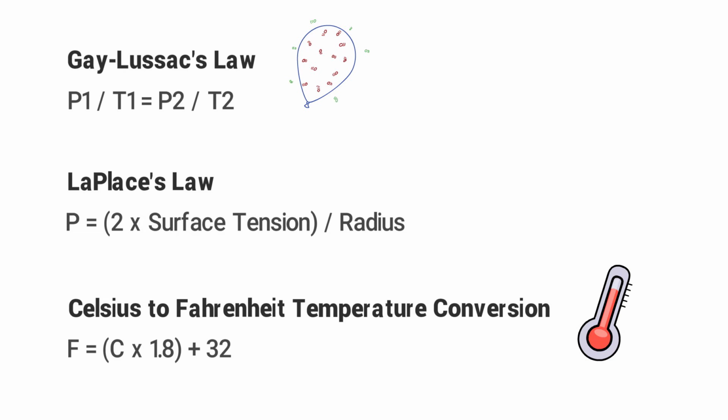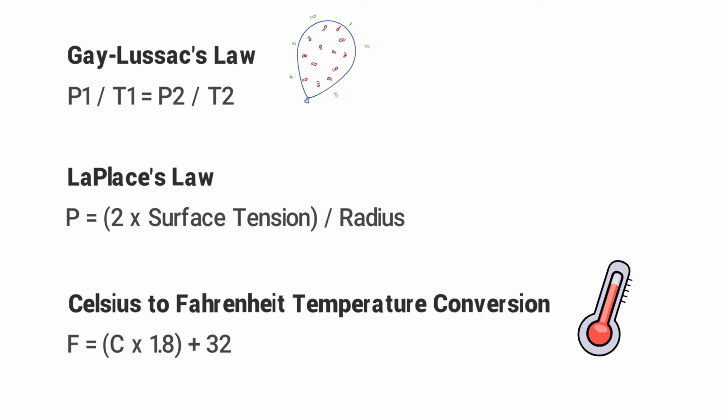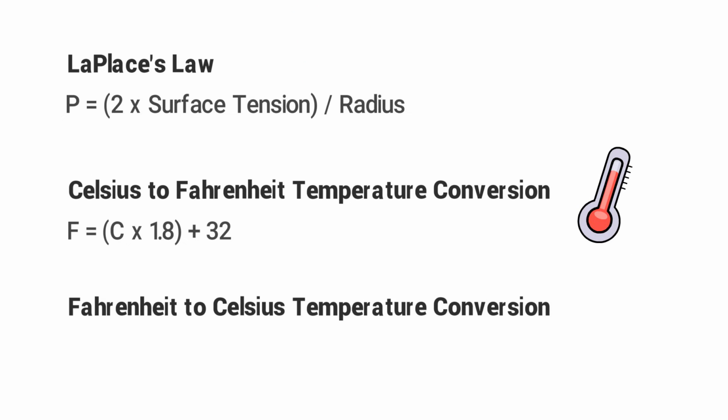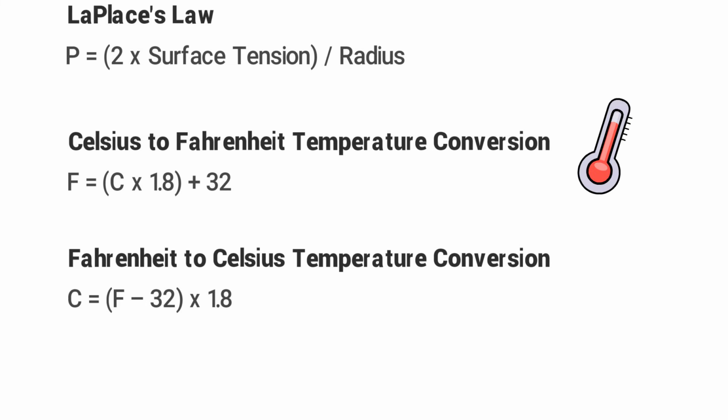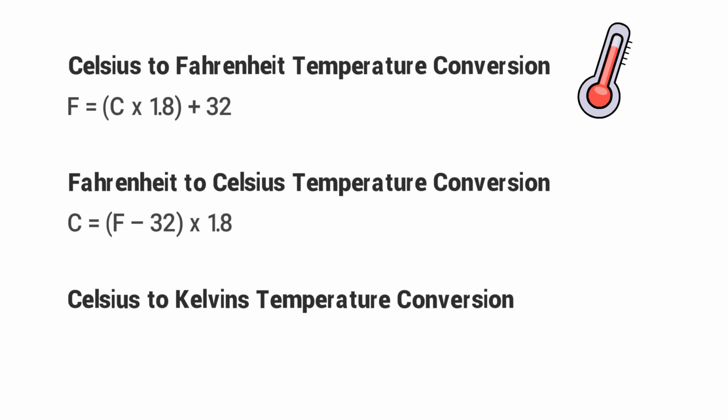And then switching that around, to do the Fahrenheit to Celsius temperature conversion. To get degrees Celsius, you would say degrees Fahrenheit minus 32 times 1.8. Then there's the Celsius to Kelvins temperature conversion. So to calculate for kelvins, you would say degrees Celsius plus 273.